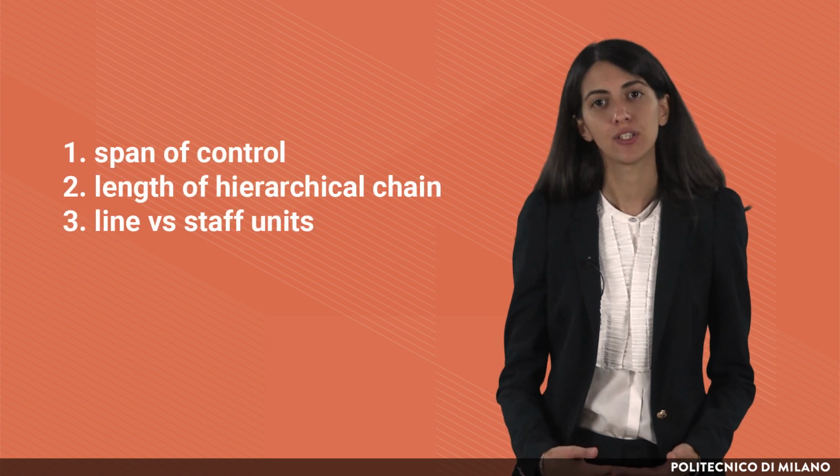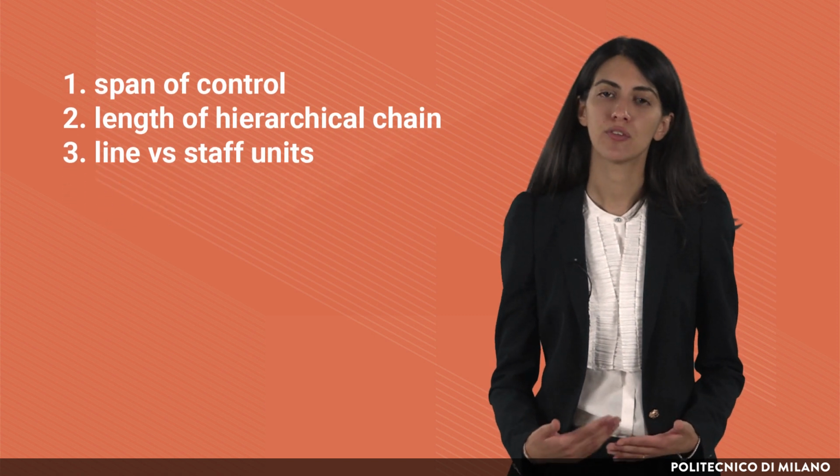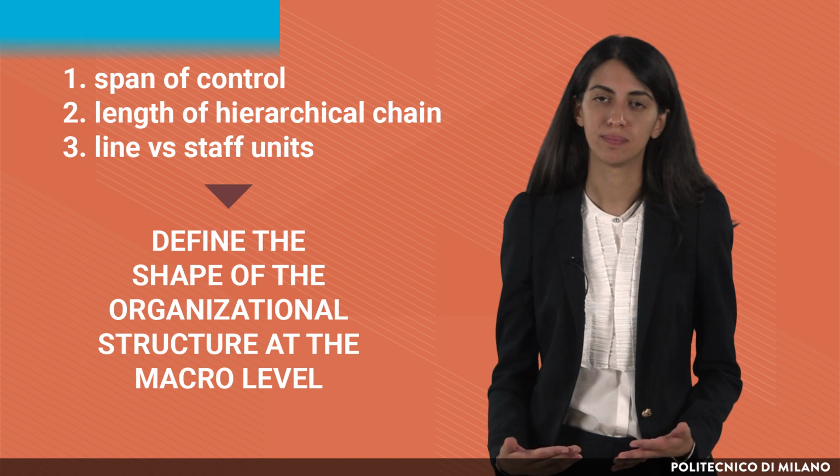To conclude, we can say that span of control, length of hierarchical chain, and line versus staff units are the three main drivers that define the shape of the organizational structure at the macro level.